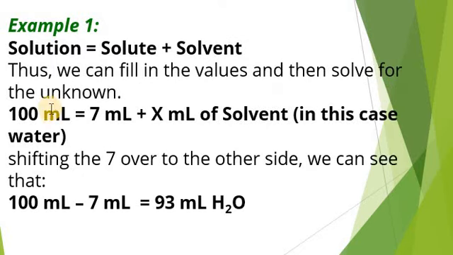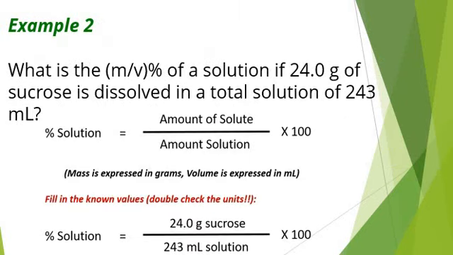So what will be the solution? We can fill in the values and then solve. For example, 100 ml is equal to 7 ml plus x ml of the solvent, and by shifting the 7 to the other side, we see that 100 ml minus 7 ml gives 93 ml of water. Another example is the calculation of the mass per volume percent of a solution if 24 gram of sucrose is dissolved in a total solution of 243 ml.